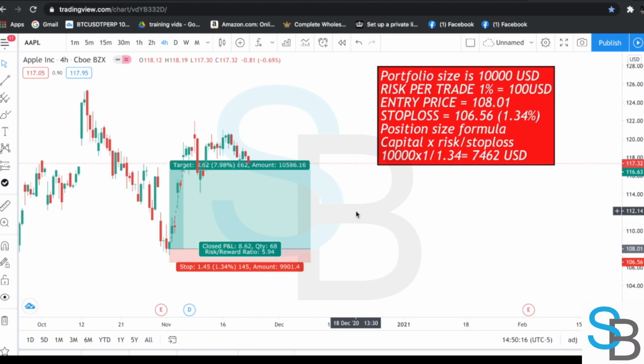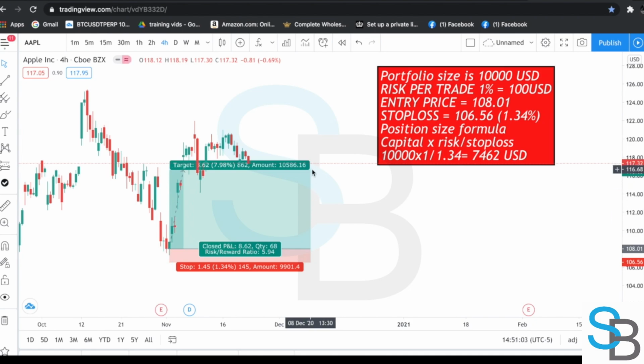As previously I have told you, many newbies confuse risk amount and the position size. They are not the same. Now, if my stop loss gets triggered, I'll lose only $100. And the risk reward for this trade setup, this is a hypothetical example, is 5.94, which means my profit would be approximately $600 if my take profit gets hit.